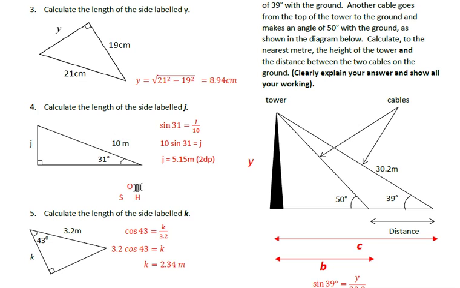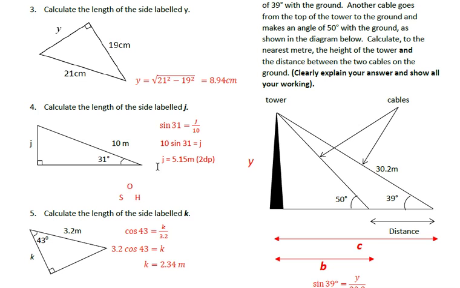O and H, if we look down here, O and H are in SOH. If we think of SOH CAH TOA, so 3 things that you've got to memorize: SOH CAH TOA. Well, the only one out of SOH CAH TOA that has O and H in it is SOH.